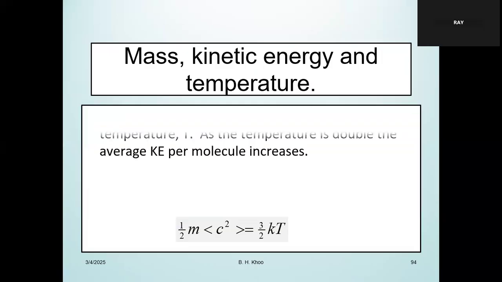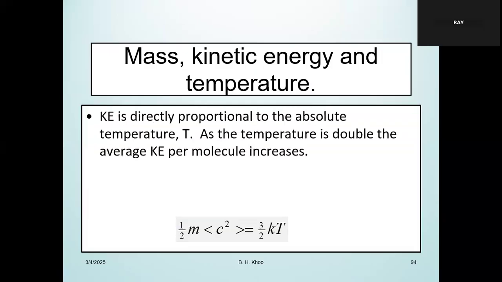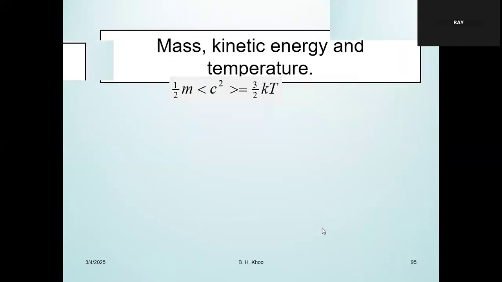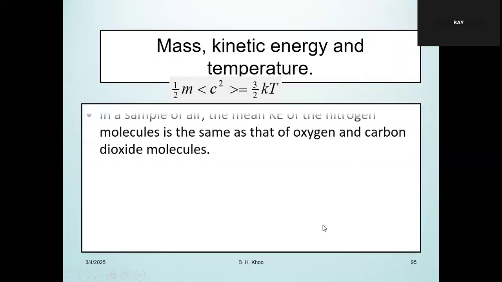What's the relationship between kinetic energy and temperature? Kinetic energy is proportional to absolute temperature. That's the formula that we are looking at. As the temperature is doubled, the average kinetic energy per molecule also doubles. Air is a mixture of several gases, for example, nitrogen, oxygen, and carbon dioxide.